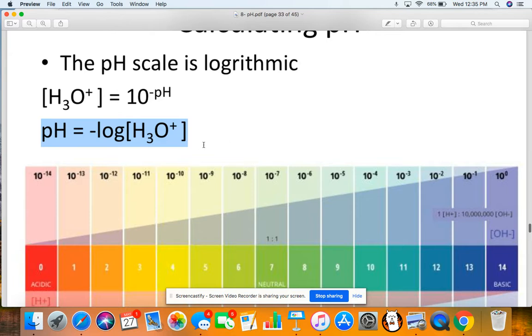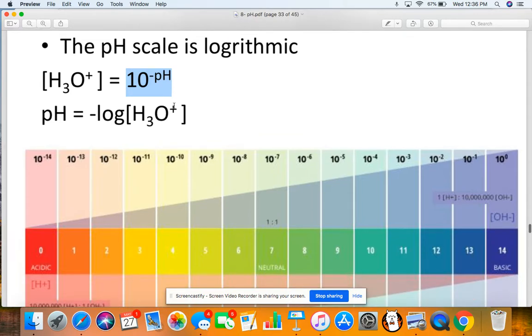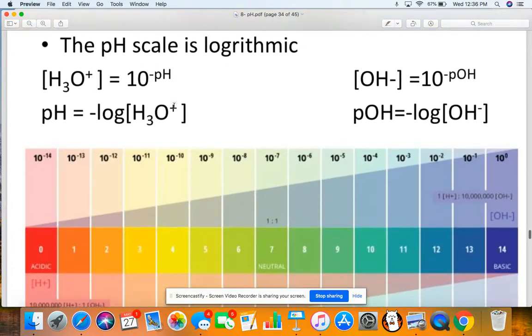If we reverse this formula, if we want to figure out what the concentration of hydrogen ions is, all you need to do is take 10 and type in your calculator the negative pH. So for example, if the pH value is 1 and you want to find the concentration of hydronium ions, you would just type in 10 to the negative 1 in your calculator, and that would allow you to calculate the concentration of hydronium ions that are in solution.